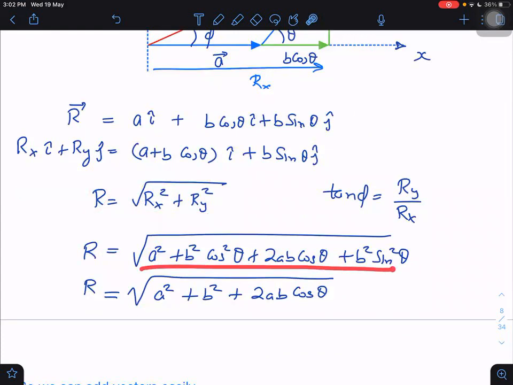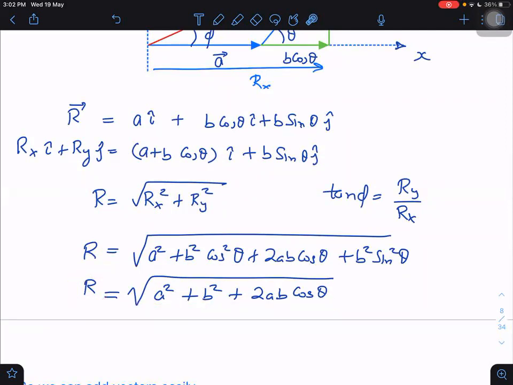You understood how I wrote this? Just take Rx square plus Ry square and write it here. After that, I am taking B square cos square theta plus B square sin square theta, and I am getting B square only. So finally, the resultant of these vectors comes out to be root of A square plus B square plus 2AB cos theta.